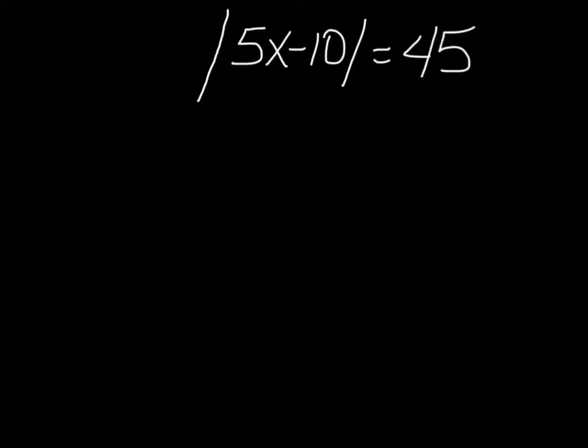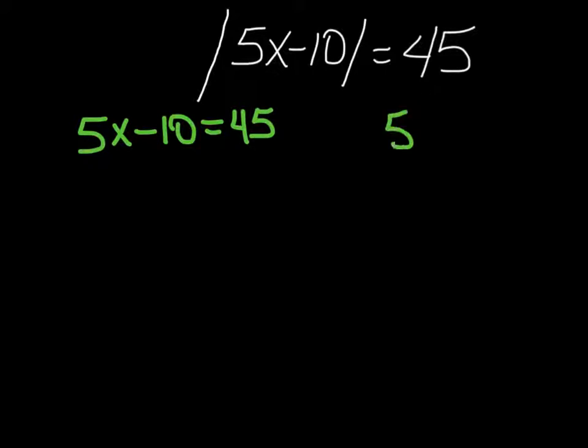Let's take a look at another example. We have an absolute value equation: the absolute value of 5x minus 10 equals 45. So our first equation is just like it sits: 5x minus 10 equals 45. The second equation is going to be 5x minus 10, now it's going to equal negative 45. You must also set it equal to the negative number.